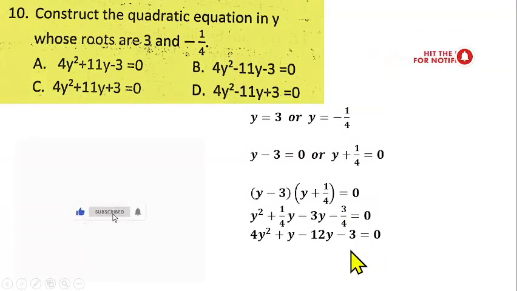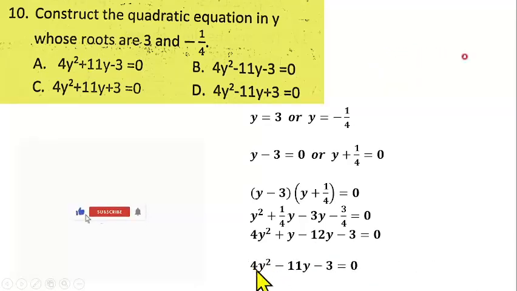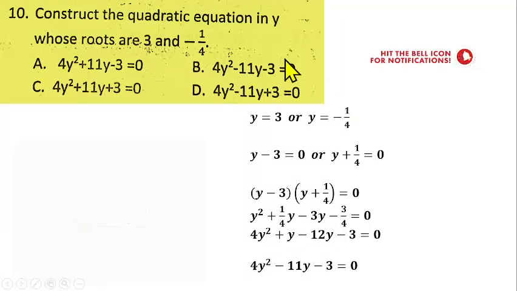So from there, y minus 12y will give us minus 11y. So technically we'll be having 4y squared minus 11y minus 3 equals 0, which is the quadratic equation we are looking for. And option B is the correct option for question number 10.